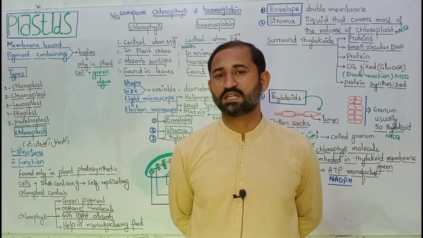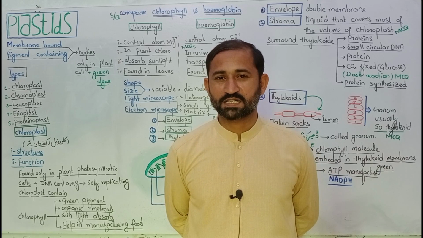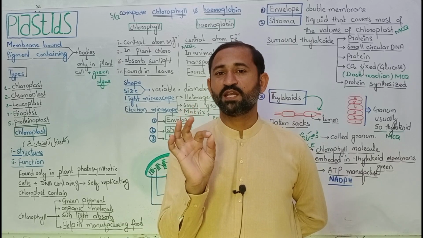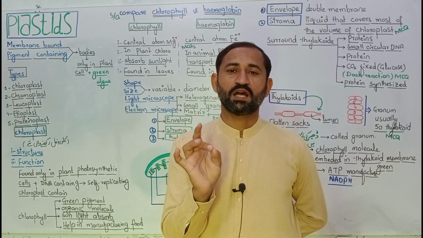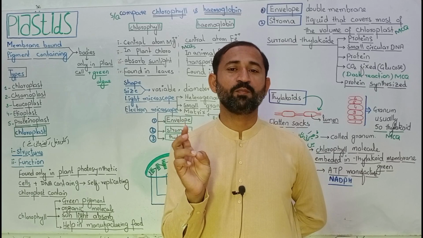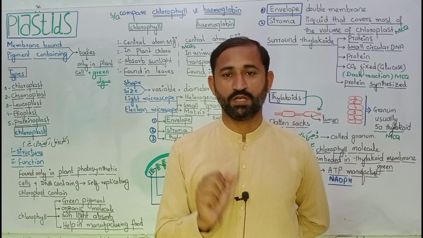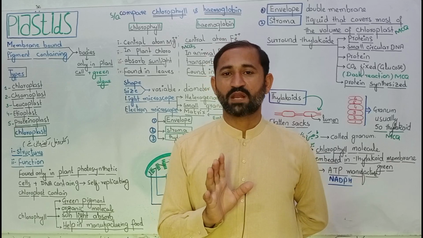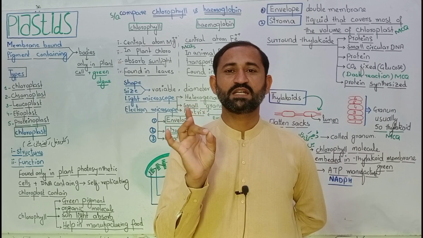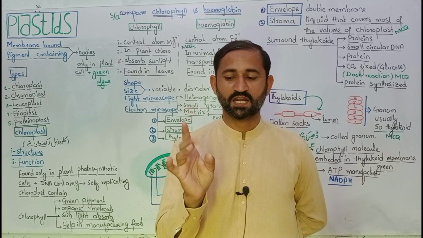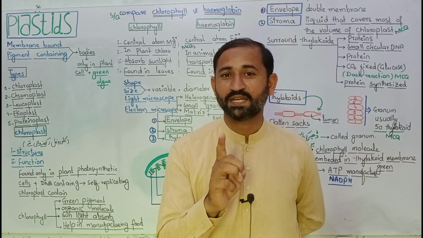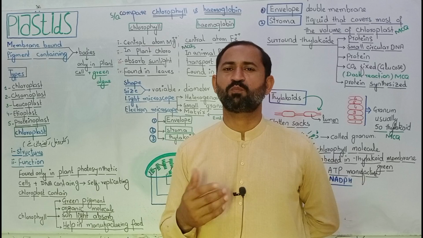We will discuss plastid. In plastid there are three main things: plastid is a double membrane-bound organelle, plastid is a pigment-containing organelle, and plastid is found only in plants and green algae. That was in total about plastid.